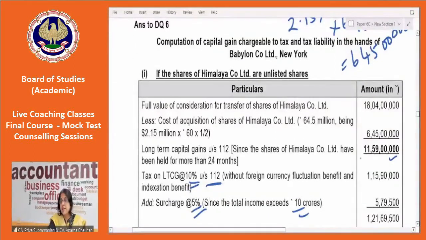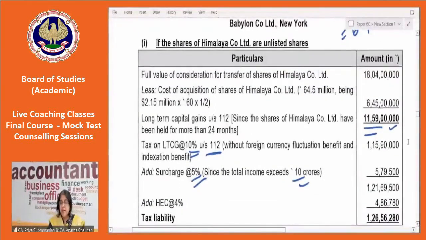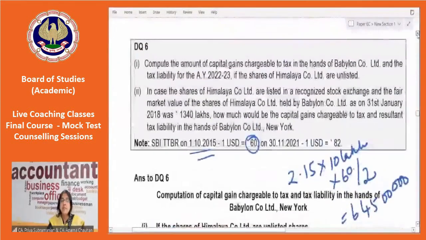Since this is greater than 10 crores, cess at 4% would be attracted. Fine, then you get the liability. And the second part of the question is, what if these shares were listed and they've given the FMV of the shares held by Babylon Limited? The entire shares held, it's 1340.